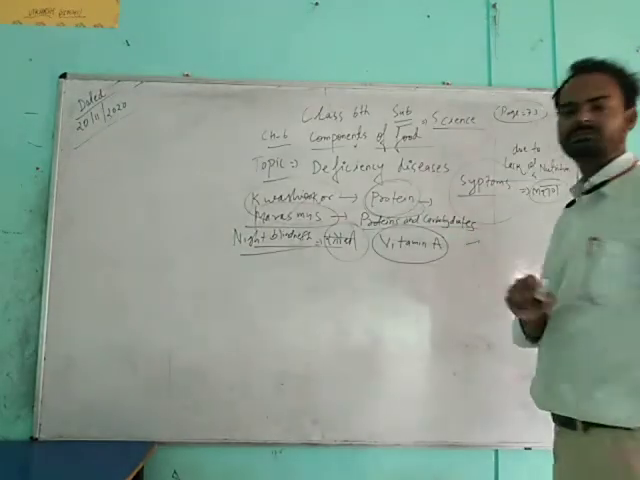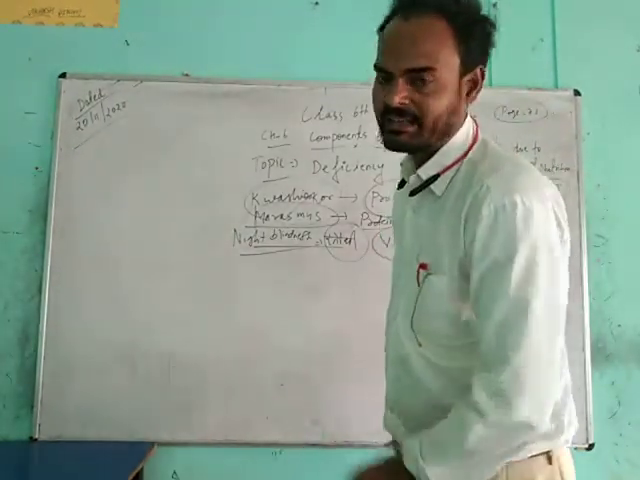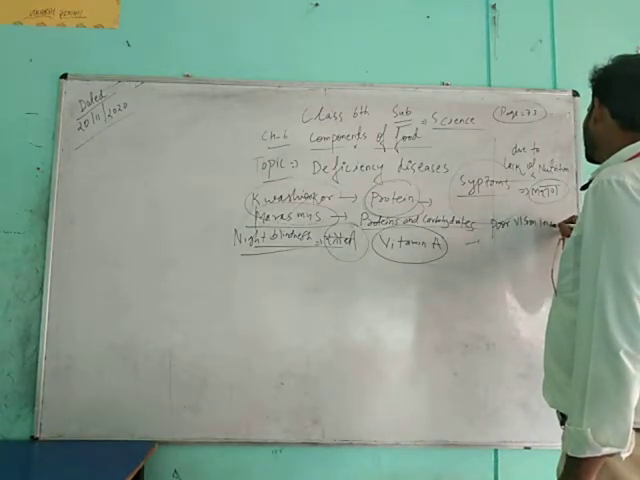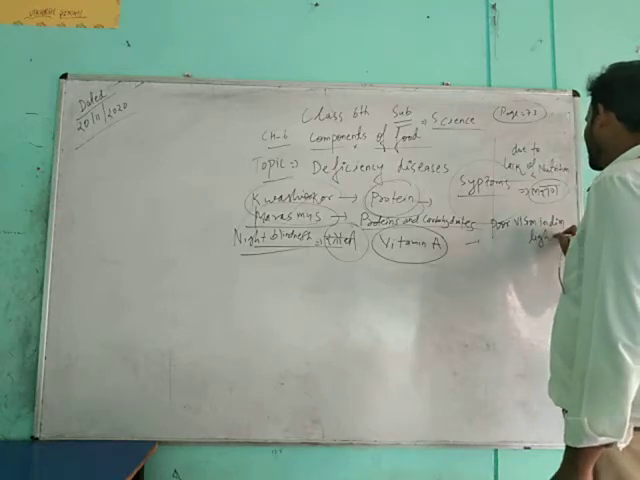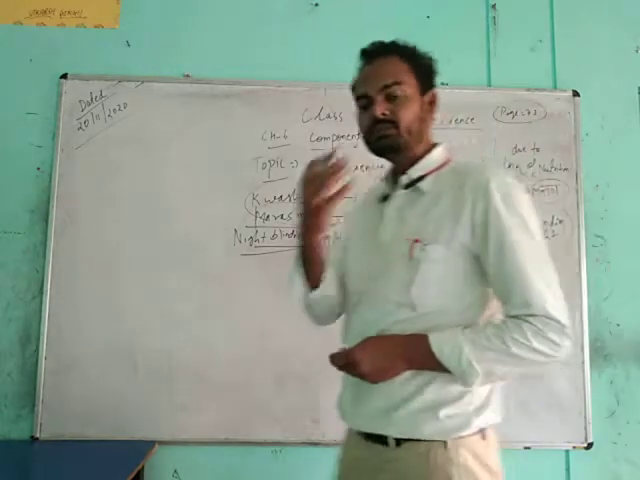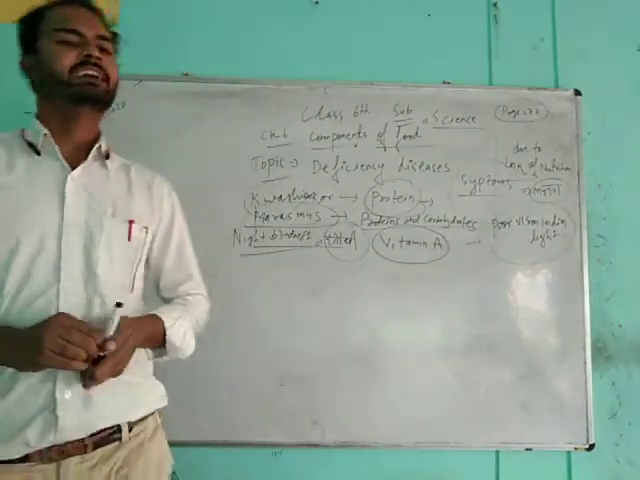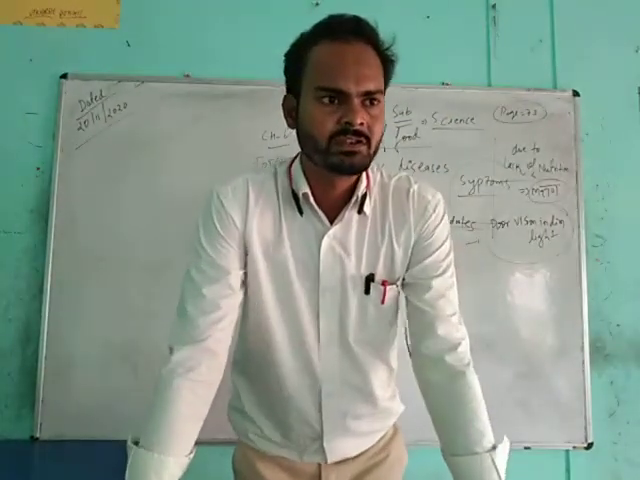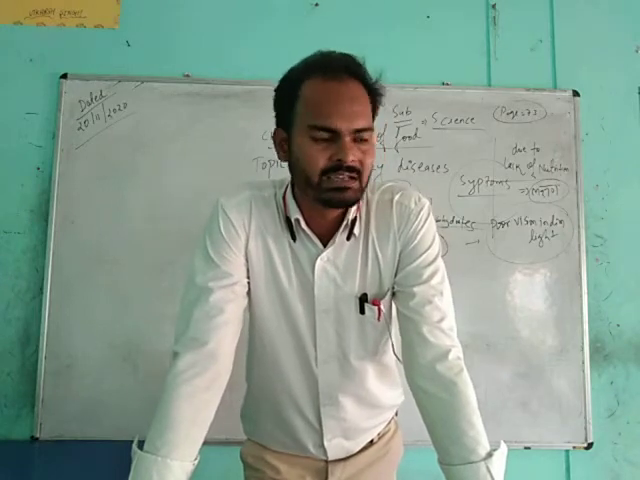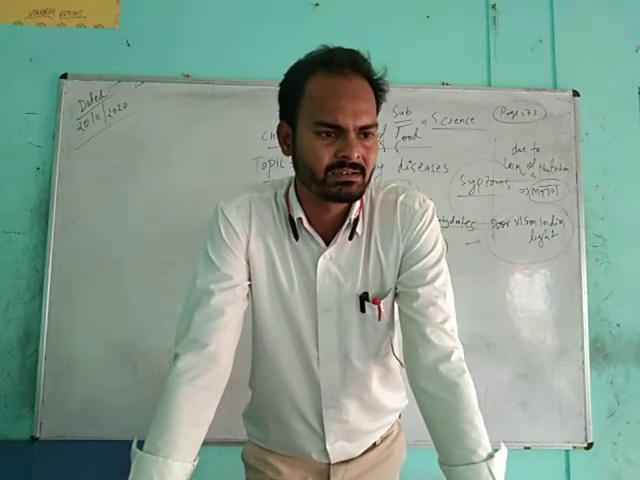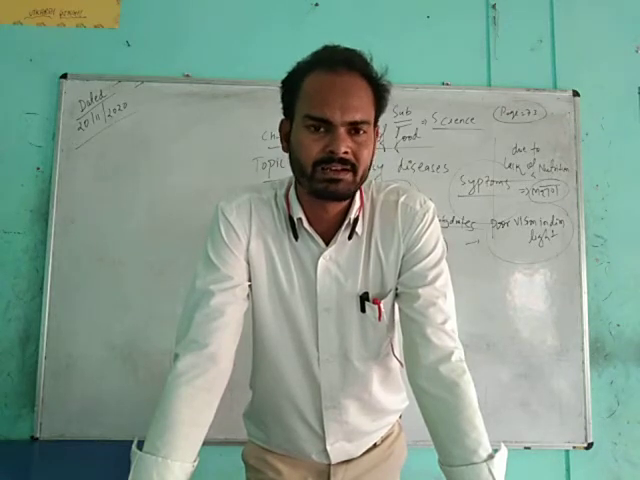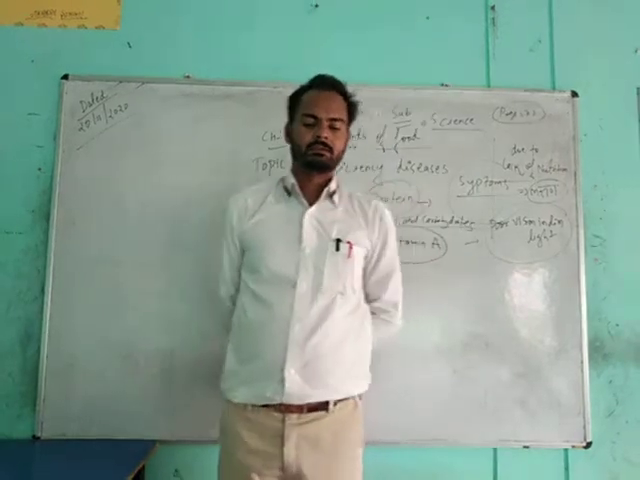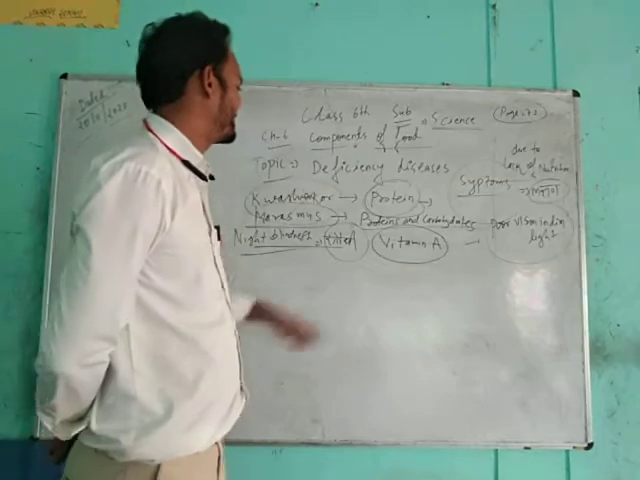And what are the symptoms of this disease? Poor vision in dim light. अगर लाइट कम है, प्रकाश कम है, तो रोशनी पूरी तरह से साफ नहीं होगी, उसे दिखाई नहीं देगा. If there is darkness and dim light, vision shall not be clear, and the patient would suffer from night blindness due to lack of vitamin A, and the cause of this deficiency disease is lack of vitamin A.